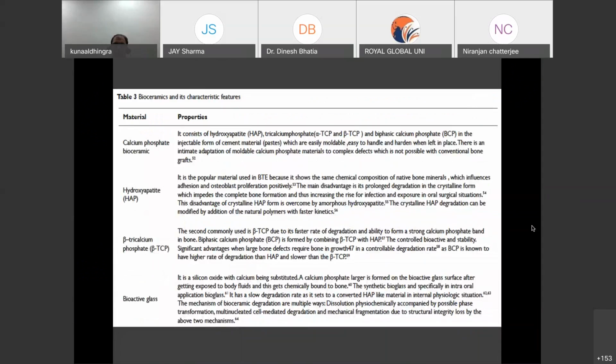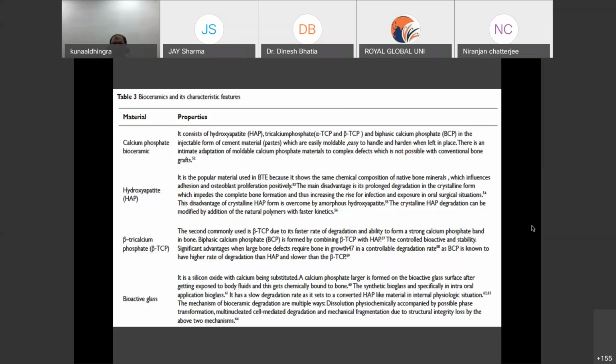Next variety which we use for 3D printing utilizes bioceramics. So various bioceramics are calcium phosphates. It consists of hydroxyapatite, tricalcium phosphate, that is alpha and beta, and biphasic calcium phosphate in the injectable form of cement materials which are easily moldable, easy to handle, and harden when left in place. This is an intimate adaptation of moldable calcium phosphate materials to complex defects, which is not possible with the conventional bone grafts.